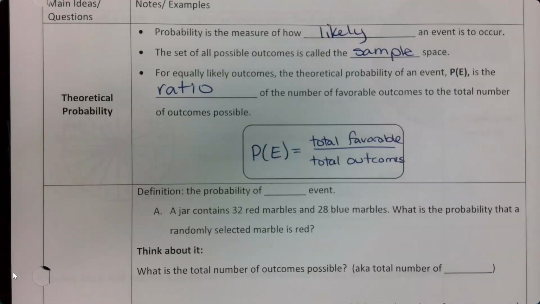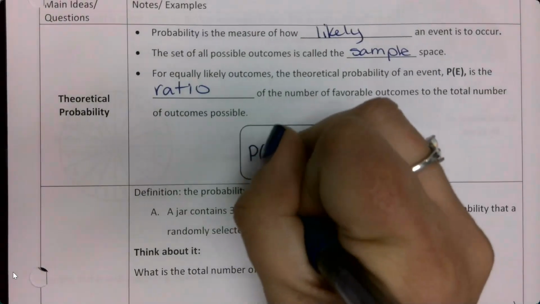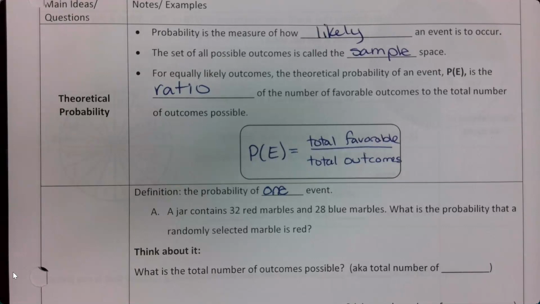Okay. So then the next thing we have are simple events. This is the probability of one event. So A says a jar contains 32 red marbles and 28 blue marbles. What's the probability that a randomly selected marble is red?